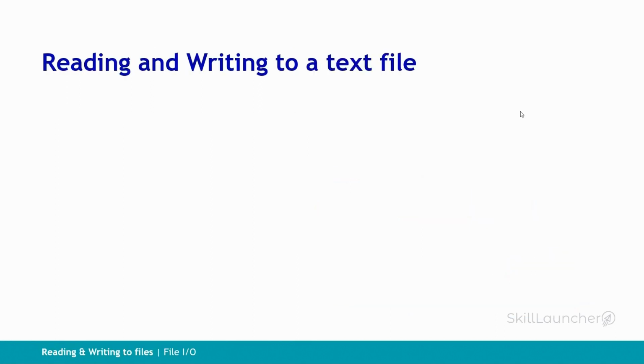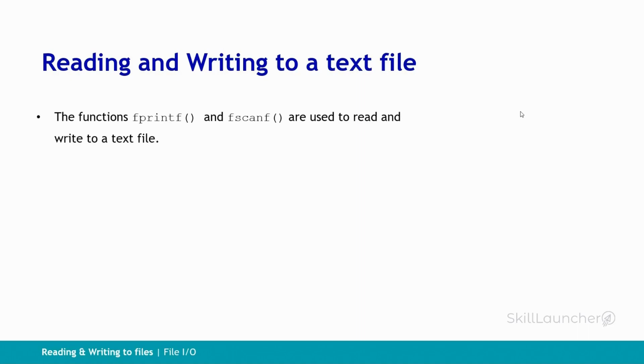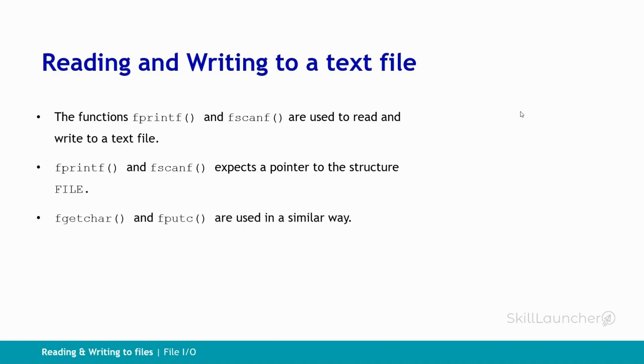As we know, printf and scanf are used as functions for input and output purposes on the console. Similarly, fprintf and fscanf are used to read and write to a file. The only difference is that fprintf and fscanf expect a pointer to a structure file. fgetchar and fputc are used in a similar way. They are specifically used to scan and print a character to a file.